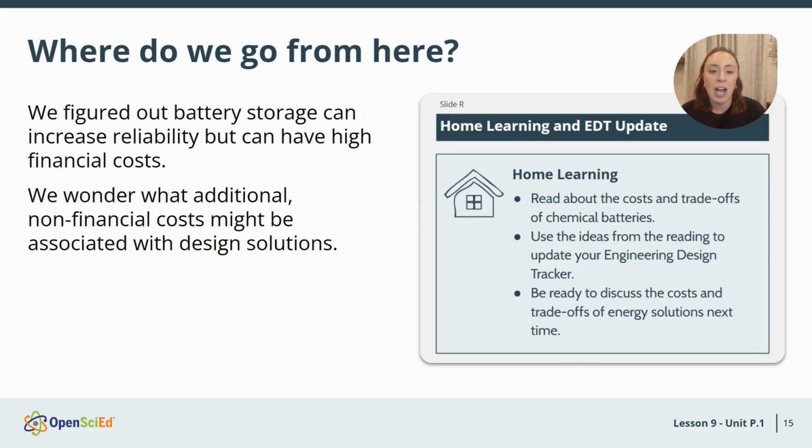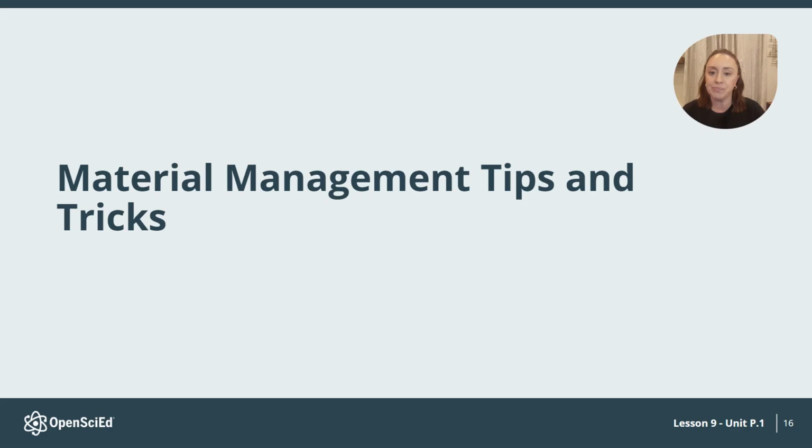So after lesson number 9 here, we figure out that a battery storage, again, can increase the reliability, but it has a really high financial cost. And we wonder, are there other non-financial costs? So as home learning, we read about some additional non-financial costs and trade-offs of chemical batteries and the extraction of resources needed for them. And we use that information to update our engineering design tracker.